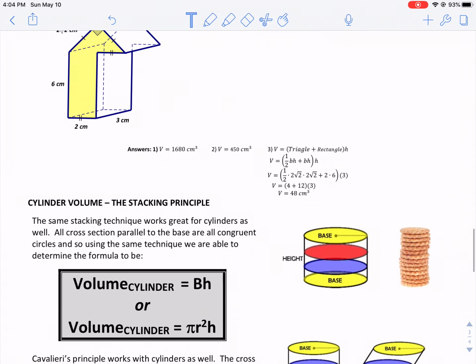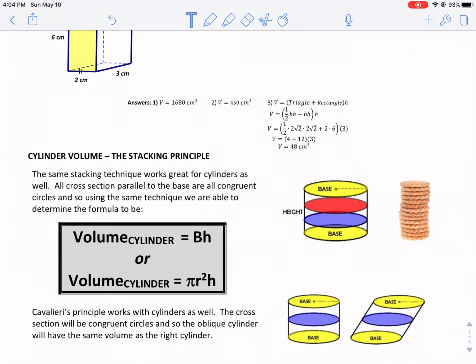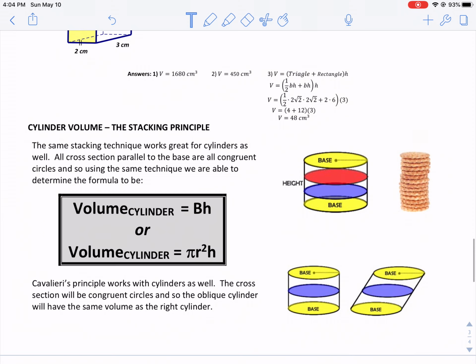Now a cylinder works basically the same way as a prism. We're moving on to cylinders next. Sorry, I should have paused a little bit there.